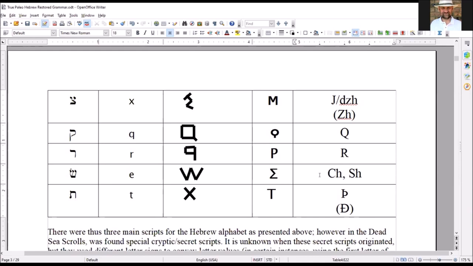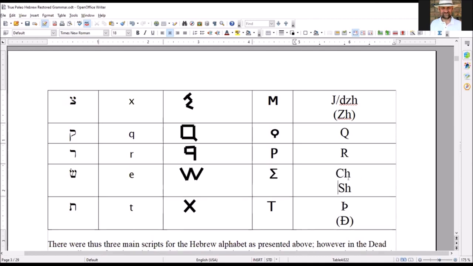I believe the original pronunciation of shin was both a ch followed by a sh. Consistently, I would have it like this. When it starts a syllable, it would be a ch sound. When it ends, it would be a sh.